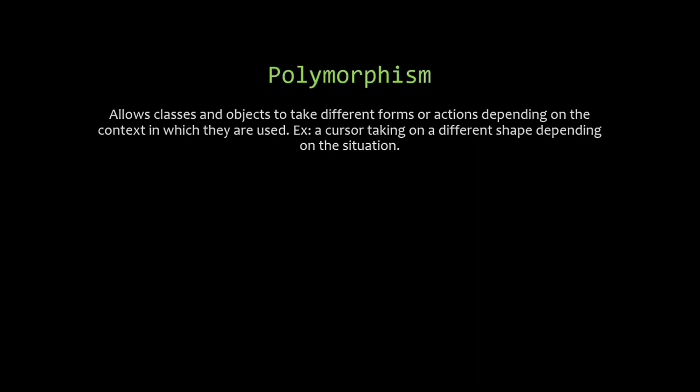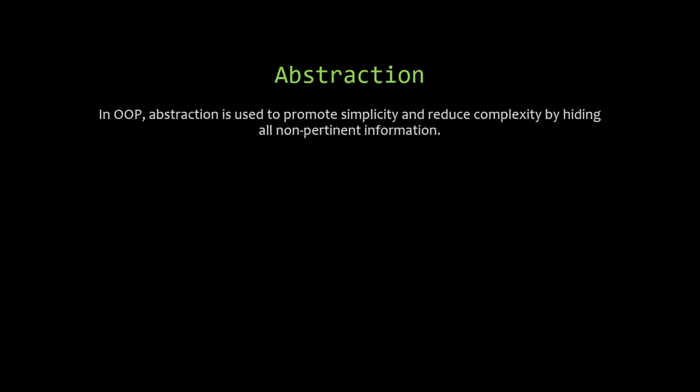Continuing on. Abstraction. This is going to be the last of those big four pillars surrounding OOP. Abstraction is used to promote simplicity and reduce complexity by hiding all non-pertinent information. So it's going to show all that relevant information at first look. And then if you want to see that other stuff, you're going to have to be one of those administrators that can kind of dig down.